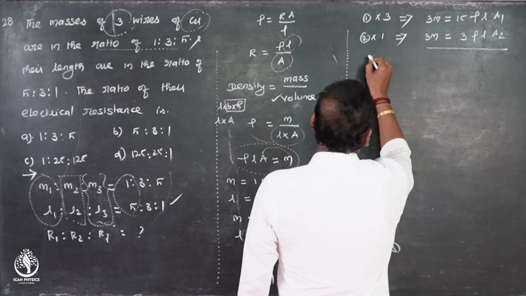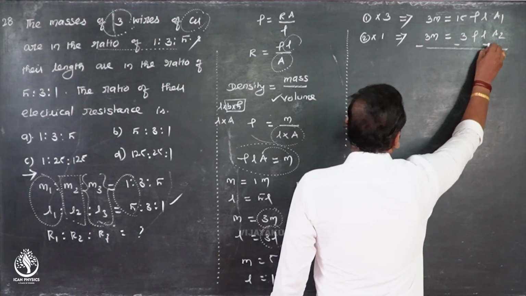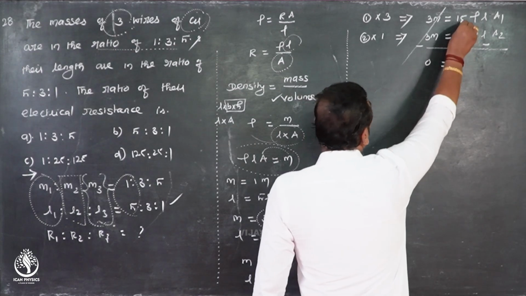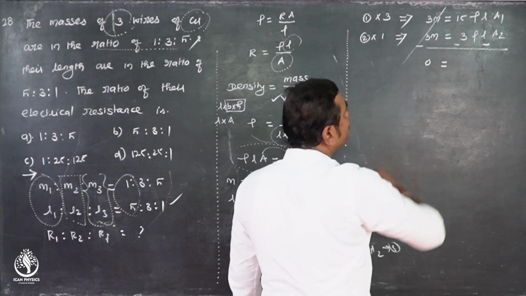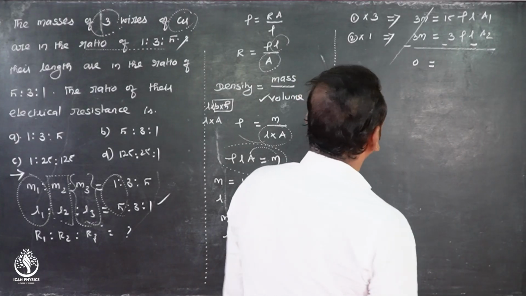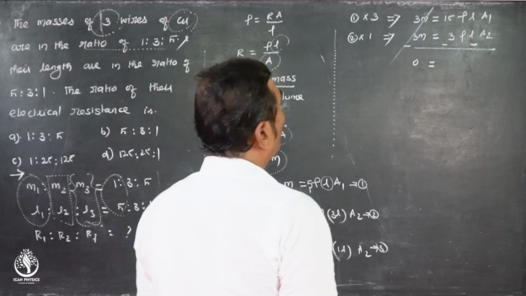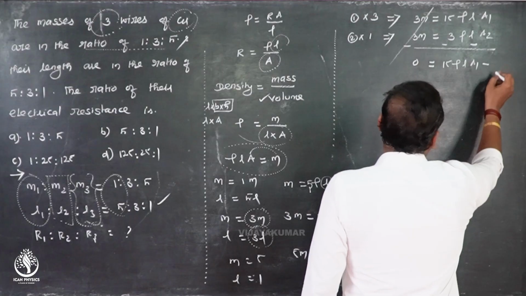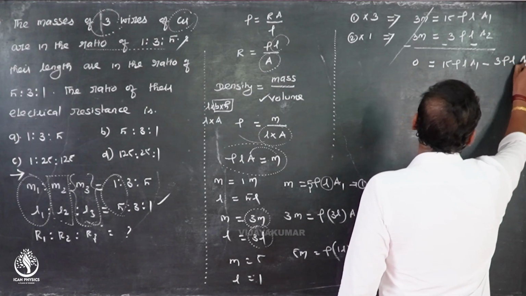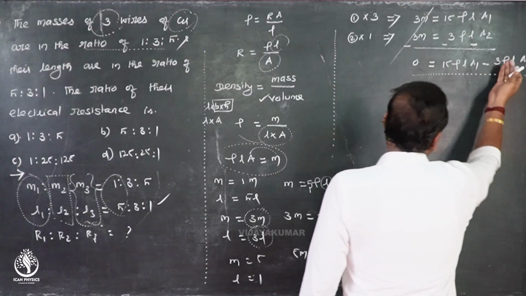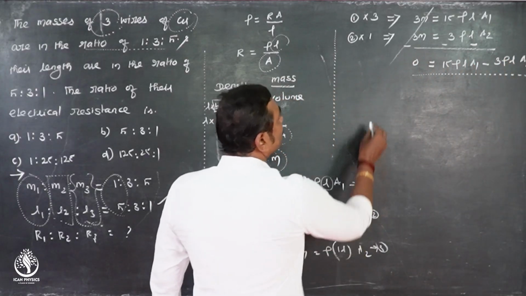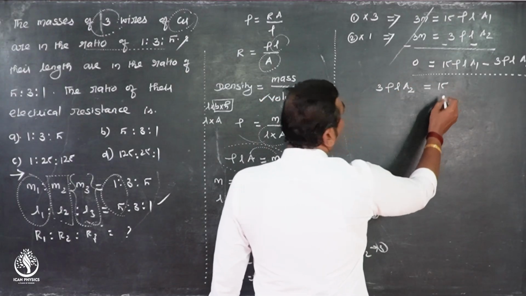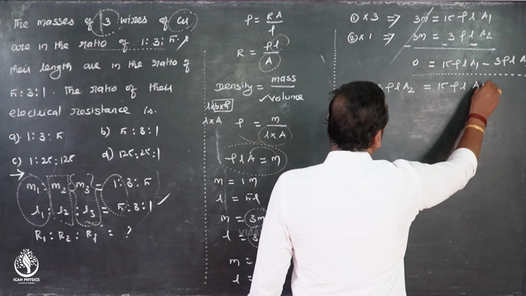Now we can subtract. So 3M minus 3M gets cancelled, so the LHS becomes 0. So 15 rho L A1 minus 3 rho L A2. Now the minus value comes to the other side as plus, so 3 rho L A2 equals 15 times rho L A1.